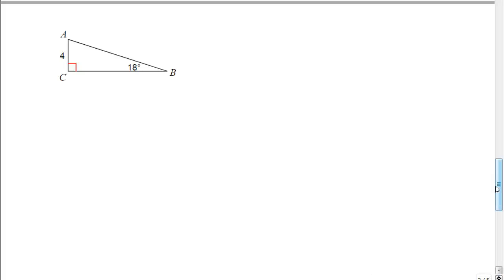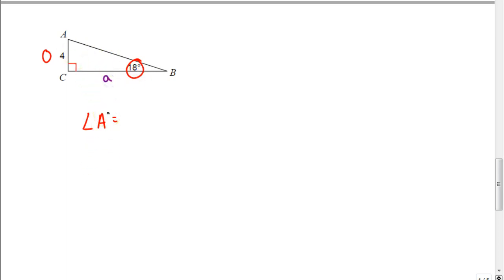Here's how I always like to start these problems. I like to look at my angle. So the angle here is the 18-degree angle. And I like to look at what am I given. I'm given the side across from that, so I'm given my opposite leg. And what am I looking for? Now we're going to be solving these triangles. So I'm going to be looking for angle A. I'm going to be looking for side A.